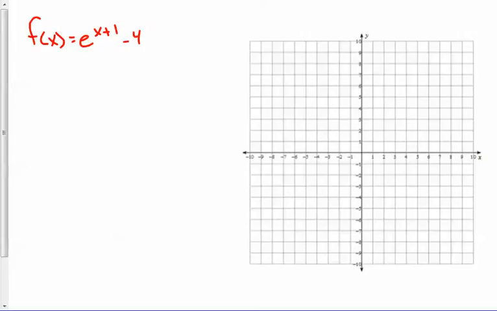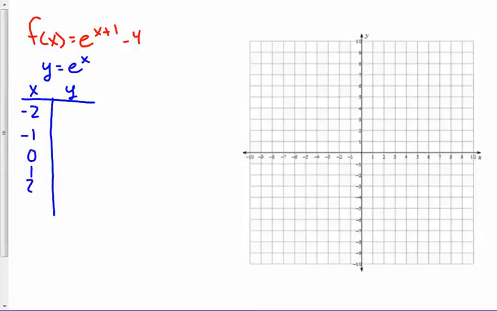The parent function of this is y equals e to the x. So again, we can create a table of values, x, y. We're just going to pick x values again because that's my exponent. If we raise e to the -2nd, that's 1 over 7.4. E to the -1st is 1 over 2.7. E to the 0 is 1, and e to the 1st is approximately 2.7, and e squared is approximately 7.4.